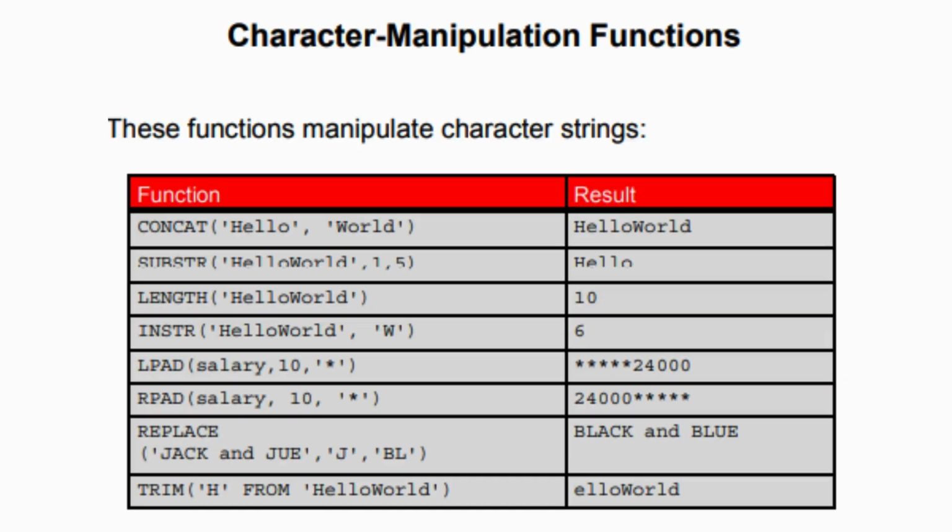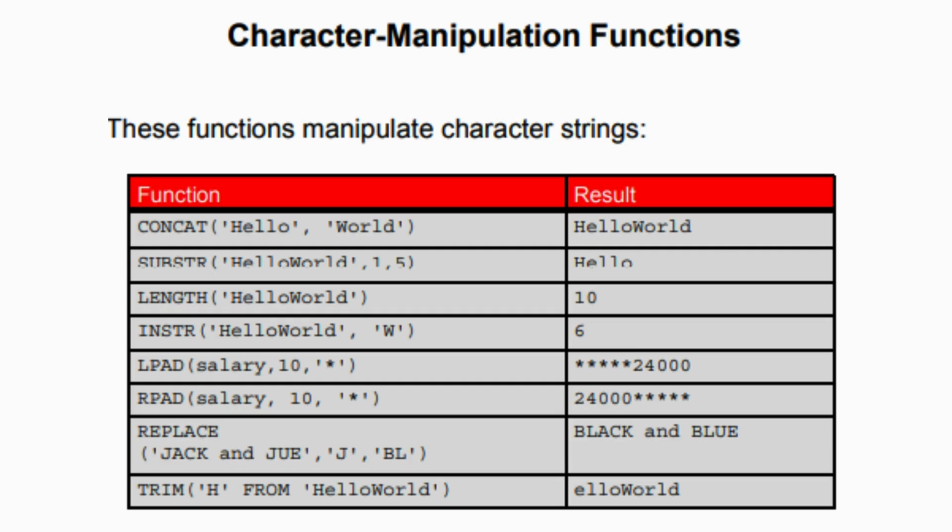concat, substr, length, instr, lpad, rpad, and trim are the character manipulation functions that are covered in this lesson. Concat joins values together. You are limited to using two parameters with concat. Substr extracts a string of determined length. Length shows the length of a string as a numeric value.